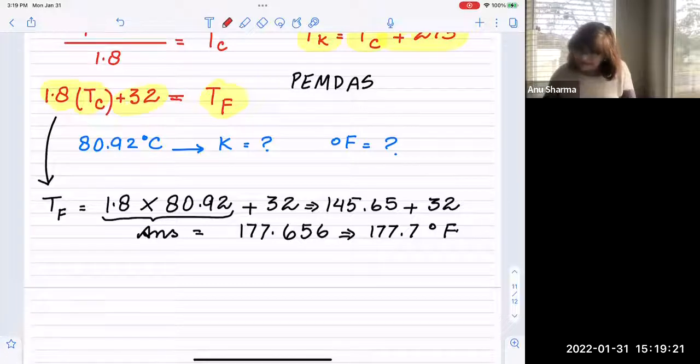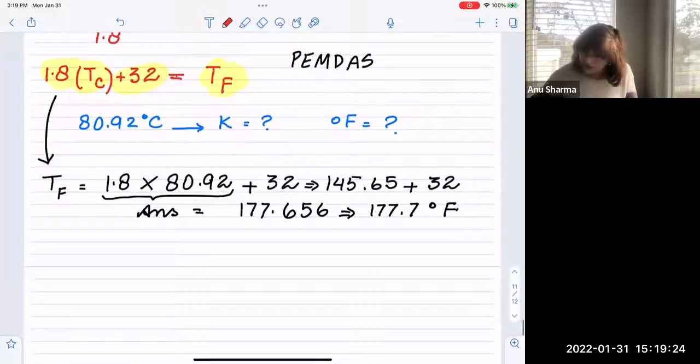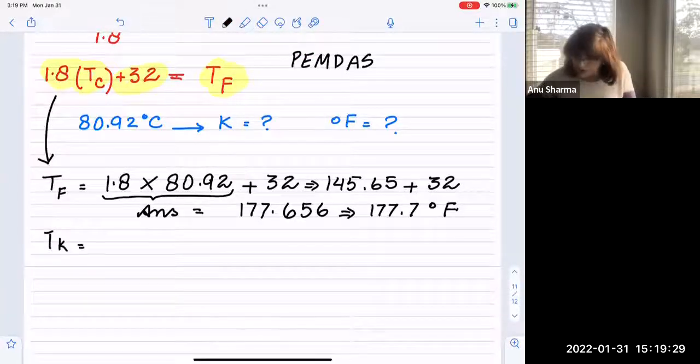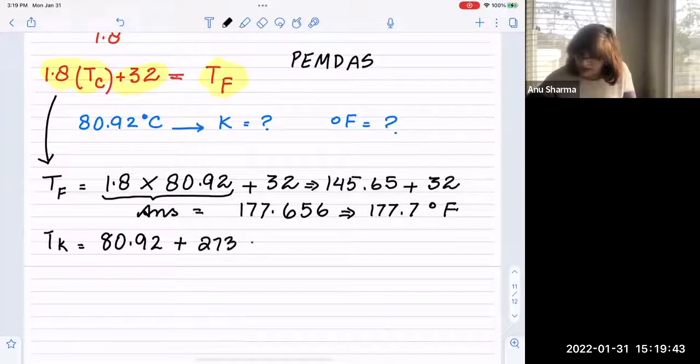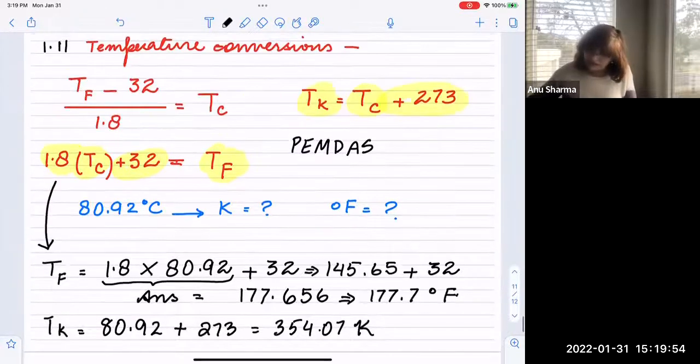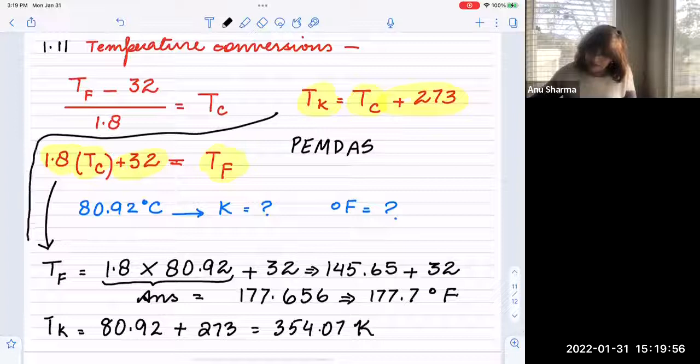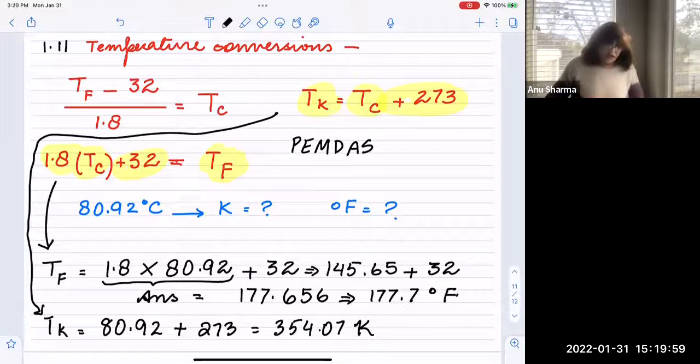All right, next is the conversion to degrees Kelvin. So how do we do that? T Kelvin is equal to the Celsius, which is 80.92, and you add 273 to it, and this is going to give you 354.07 Kelvin. Okay, so that is this piece. All right.